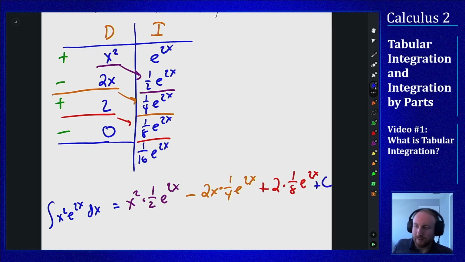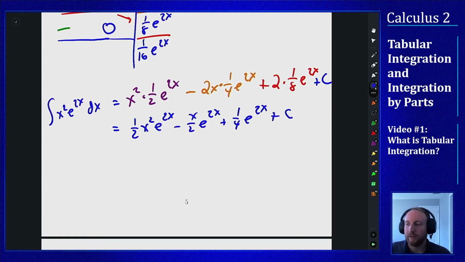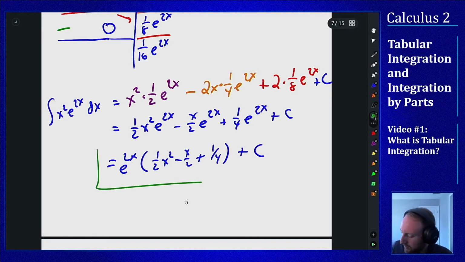I can rewrite this bit to make things a little bit nicer and get an answer of the form 1/2 x squared e to the 2x minus x over 2 e to the 2x plus 1/4 e to the 2x plus c, or I guess factoring out the e to the 2x. That would be your answer for this problem.